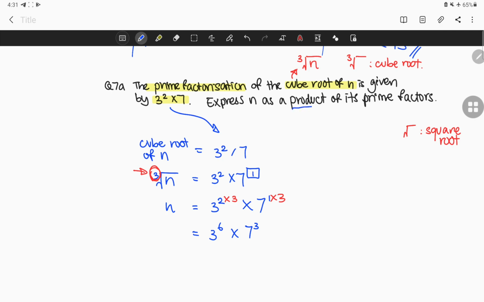Note that this question says a product of its prime factors. What this means is actually index notation. And our answer is in index notation. So this is our final answer.